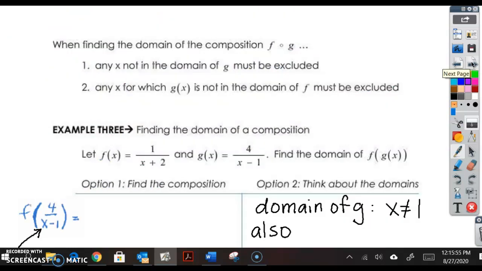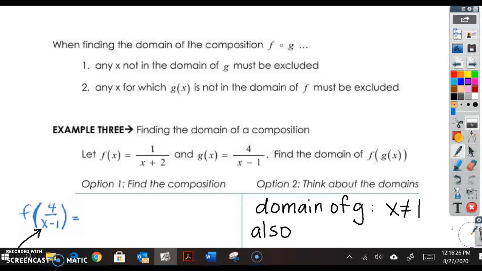All right, so this is where it gets a little tricky. So when we're finding the domain of a composition, any x not in the domain of g, and we're talking about f of g of x, any x not in the domain of g, we're inputting those values, has to be excluded because we can't input some number that is not a number. And also any x for which g of x is not in the domain of f must also be excluded. So I'm going to explain that in just a little bit.